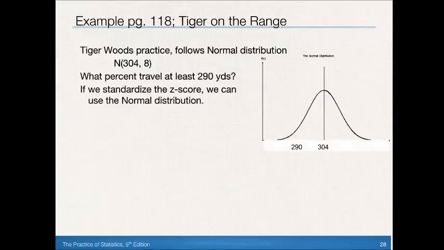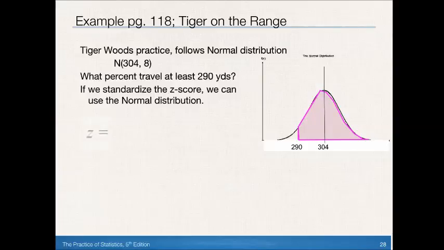Put the 304, this is the mean that's given. Standard deviation, you don't actually have the list, but you're just looking for the 290, all right? And so we're going to shade the area that we are looking for, because we're looking for at least 290. That means it could be more. Okay, so one way to do that, let's do it both ways.